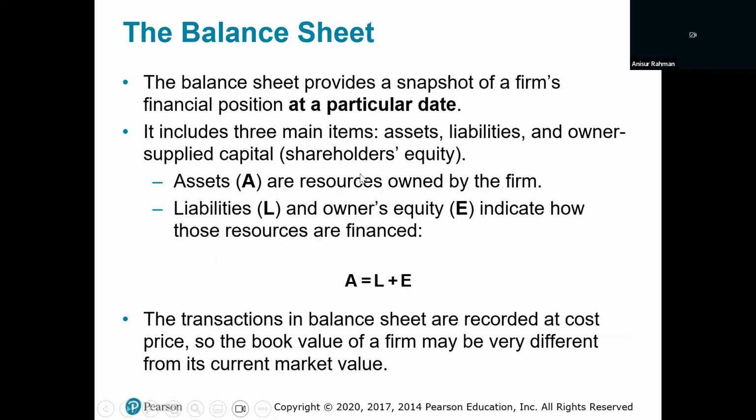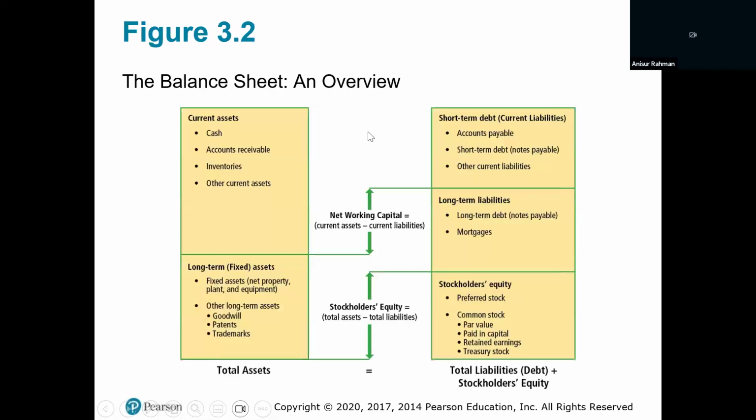In the balance sheet, what is a balance sheet? The main equation is assets equal liabilities plus equity. The balance sheet provides a snapshot of a firm's financial position. The transactions in the balance sheet are recorded at cost price, so the book value of a firm may be very different from its current market value. Now, very, very important for you to, in a way, just memorize this. You may be able to answer a couple of questions if you understand this slide. For example, what goes on a balance sheet?